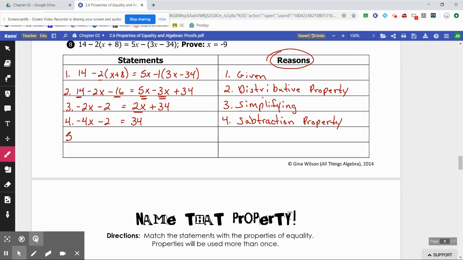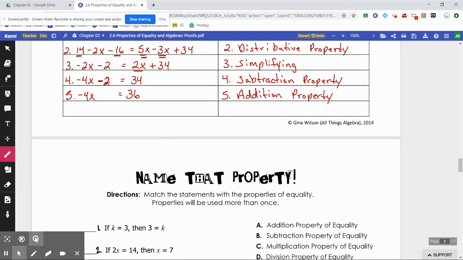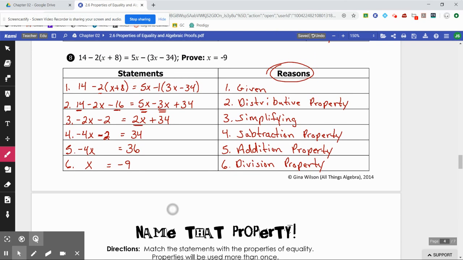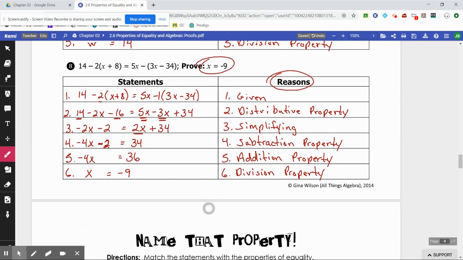Step number 5, I'm now going to move my minus 2 over to combine with my 34. When I move minus 2, I do so by adding 2, and that would give me 36, and that would be my addition property. And finally, step number 6, we're going to get rid of the negative 4. Since these are being multiplied, I'm going to divide by negative 4, and that gives me negative 9, and that would be the division property of equality. And you can check, x equals negative 9 is what we were trying to prove there.